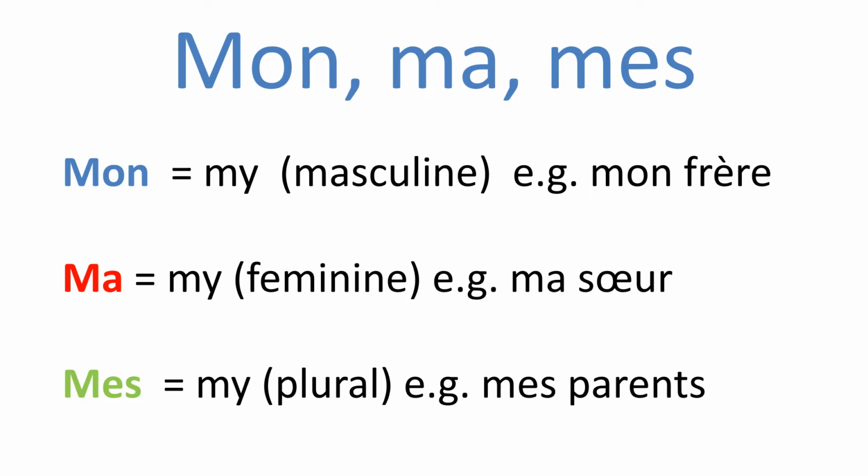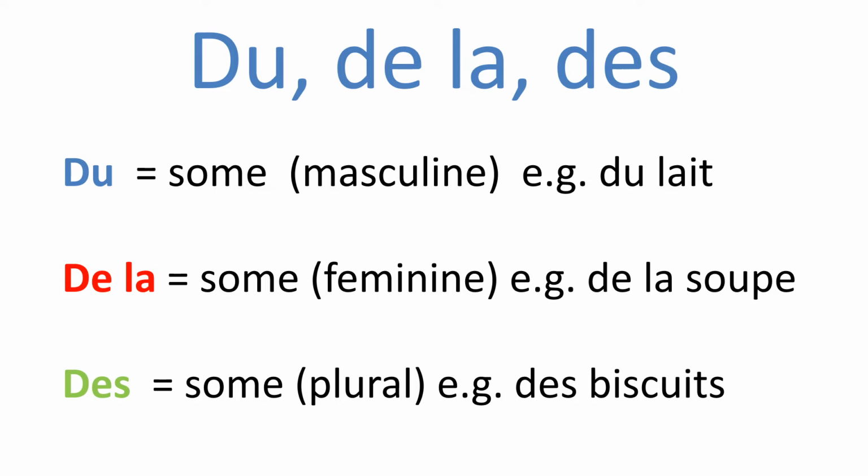So mon, ma, mes. And then I've also included in here du, de la, des, because these quite often come up in relation to food. So it's quite useful just to know them. Sometimes in French, it's all these wee words that become quite tricky, so it's good if you're able to begin to recognize these. These are the way we would say some. So du lait, some milk. De la soupe, some soup. Des biscuits, just the same as des crayons, des biscuits, some biscuits. So du is the masculine form, so some milk. Du lait. De la soupe. Des biscuits. So there's different examples there.